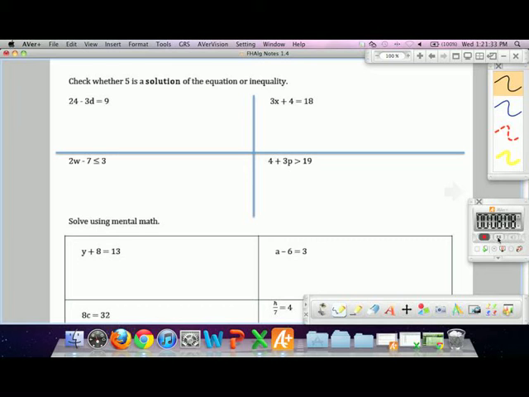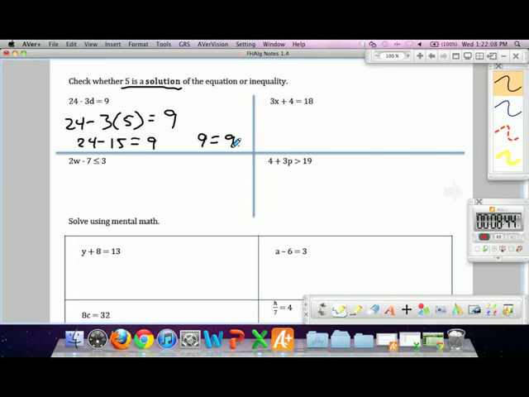So if I plug in, say, 5 for D, I have 24 minus 3 times 5. Is that equal to 9? See, 3 times 5 is 15, so 24 minus 15 equals 9. What's 24 minus 15? Does 9 equal 9? Is 9 equal to 9? Yes. Yes, 9 is equal to 9. So then, yes, this is a solution to this equality.